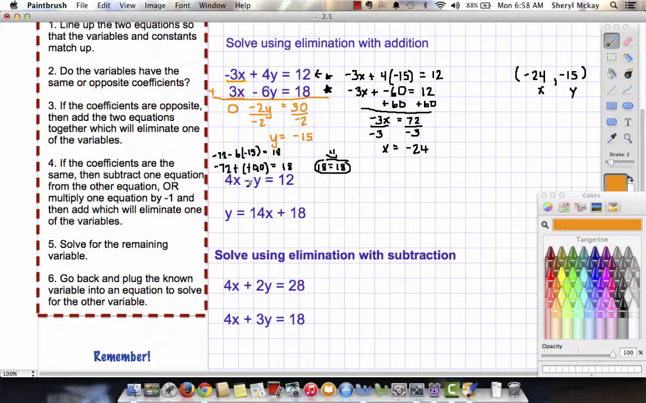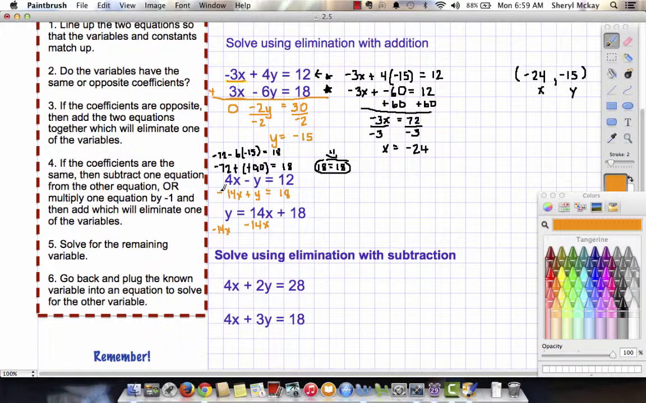So I'm looking at it, and I think what I'm going to do is move my 14x. I'm just going to subtract 14x from both sides so that I have negative 14x plus y equals 18. See how I did that? See how I just moved my 14x over? I just subtracted it so that I put it on the same side as the y.